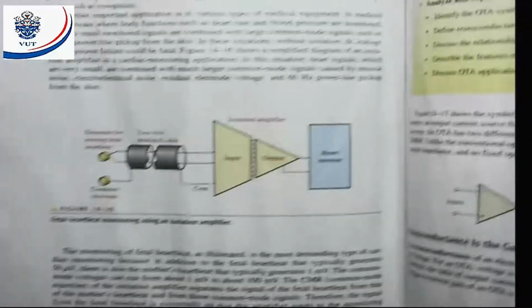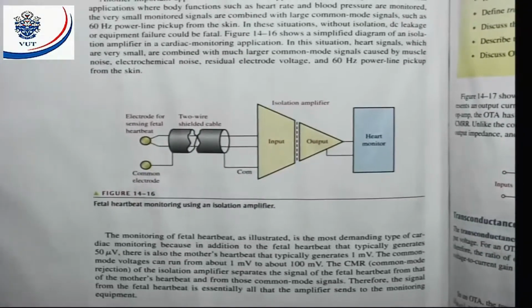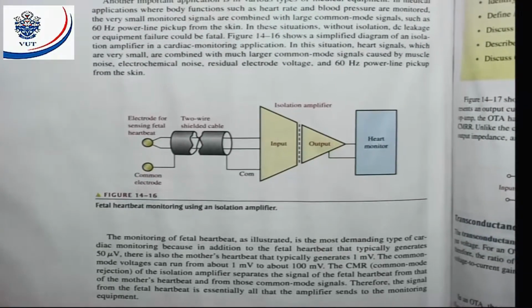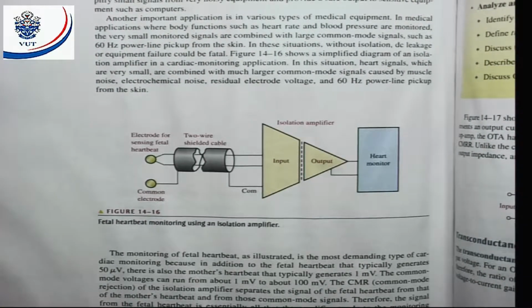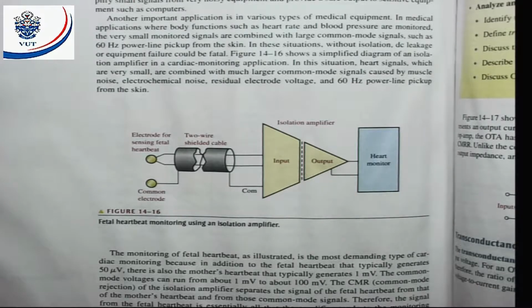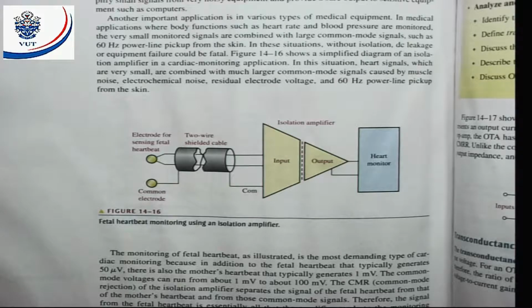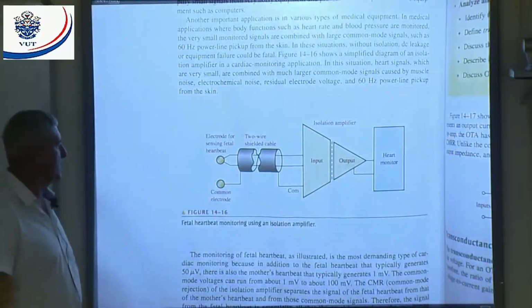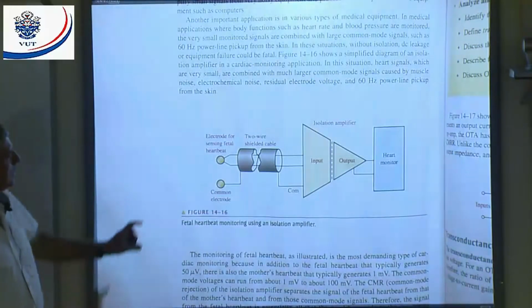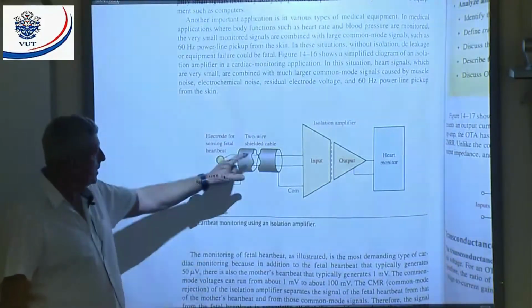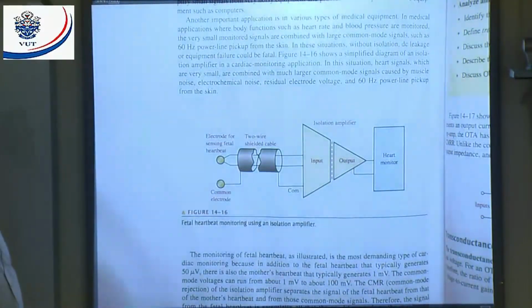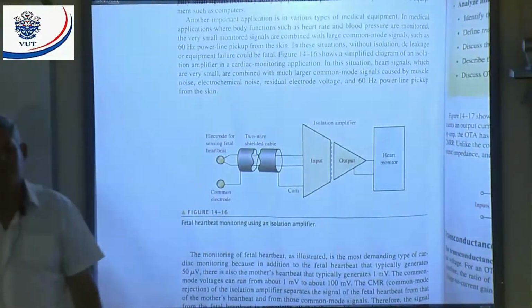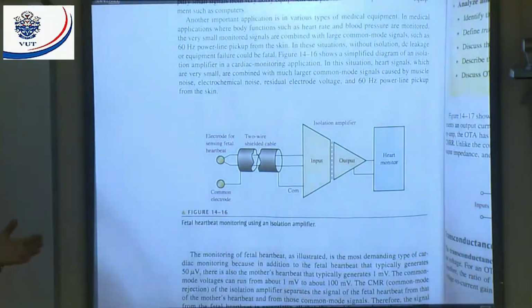All right, applications. Where do we use isolation amplifiers? In this case, that is basically in the medical field, where if they want to measure the heartbeat of a fetus, then they will normally have 2 electrodes. Or even if they want to measure your heartbeat, they will have 2 electrodes. They will also have a shielded cable, and that will go to my isolation amplifier. Why? Because sometimes they have big screens.